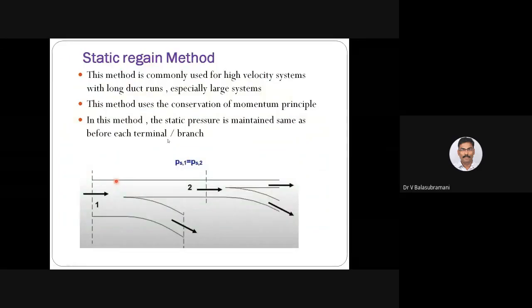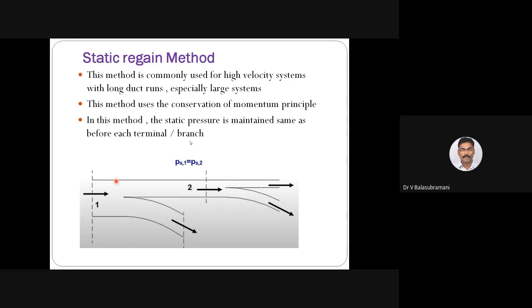This is the static regain method. The name itself gives the method. Here the meaning is static pressure regain. We are regaining static pressure. So what is the concept? This method is commonly used for a high velocity system with a long duct, greater than 30 inches, for industrial application, especially large systems.